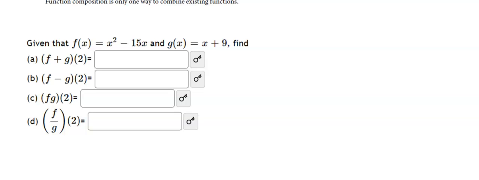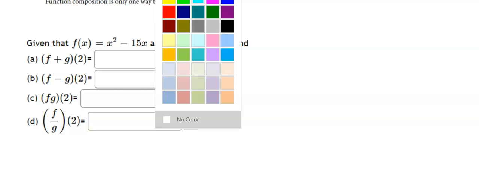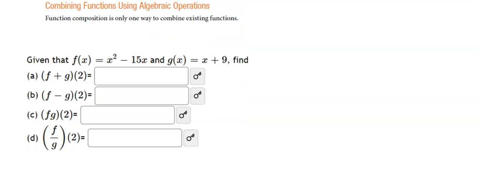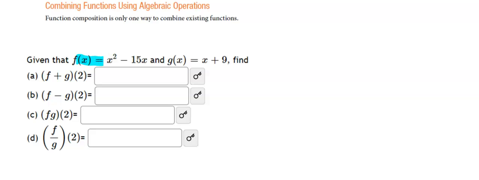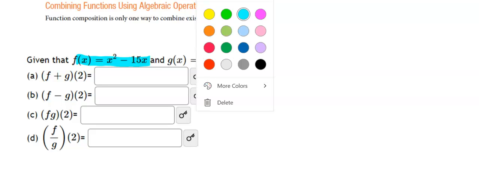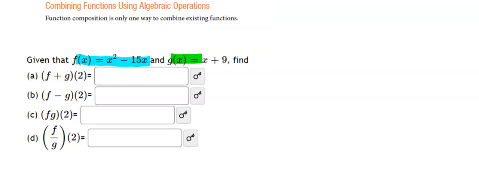What you've got going on here is you're given two functions. So let's identify those two functions. One function is f of x is equal to x squared minus 15x. And the second function is g of x is equal to x plus 9. And in these little answer boxes, you're going to combine through addition first, f of x plus g of x, subtraction, f of x minus g of x, and C says f of x times g of x, and D is f divided by g of x.